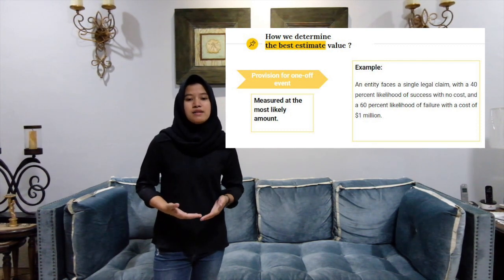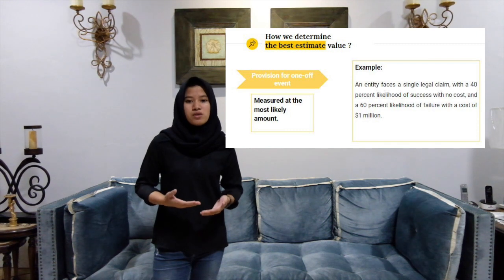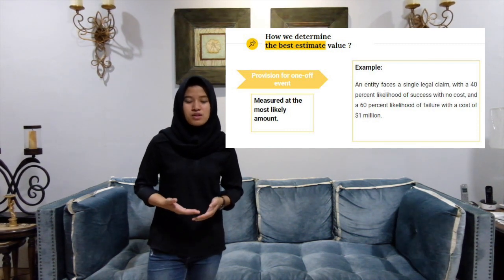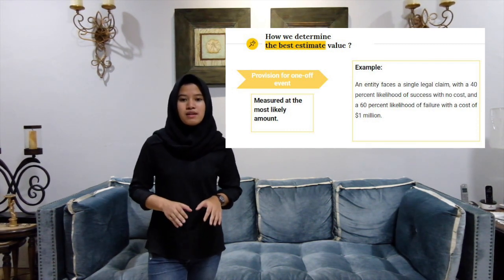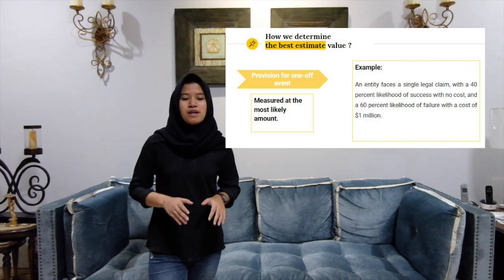Example: an entity faces a single legal claim with a 40% likelihood of success with no cost, and a 60% likelihood of failure with a cost of 1 million rupiah. The analysis is that the provision relates to a single event.